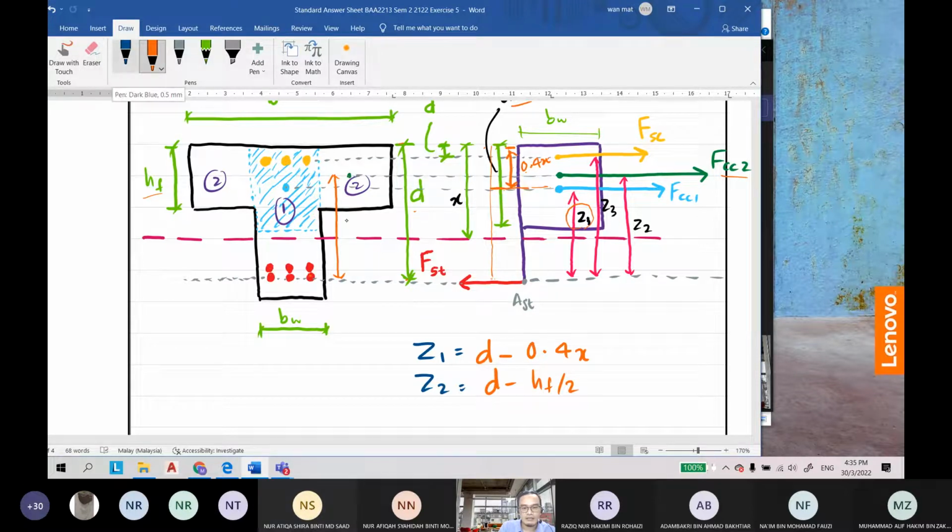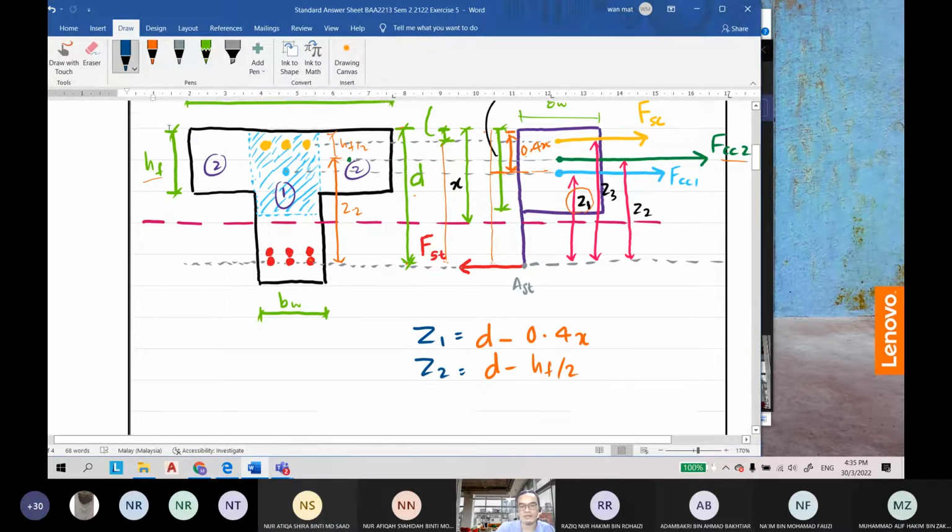Yes, doctor. Okay, so this is Z2. This is half, HF over 2. So D minus HF over 2 is equal to Z2. So how about the Z3 now? This is Z3: D minus D prime.